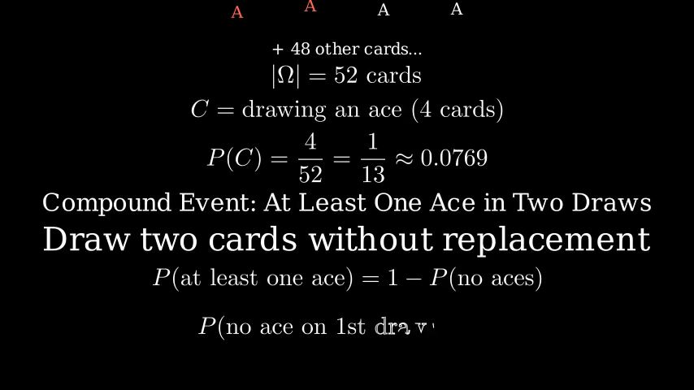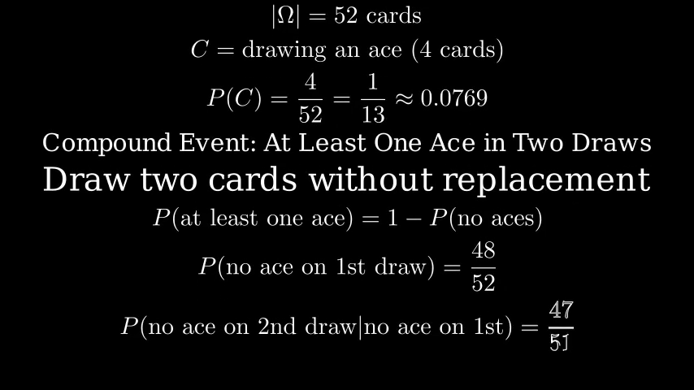For the first draw, the probability of not getting an ace is 48 out of 52, since there are 48 non-ace cards in the deck. For the second draw, there are now 51 cards left in the deck. If the first card was not an ace, there are still 47 non-ace cards remaining. So the probability of not getting an ace on the second draw is 47 out of 51.